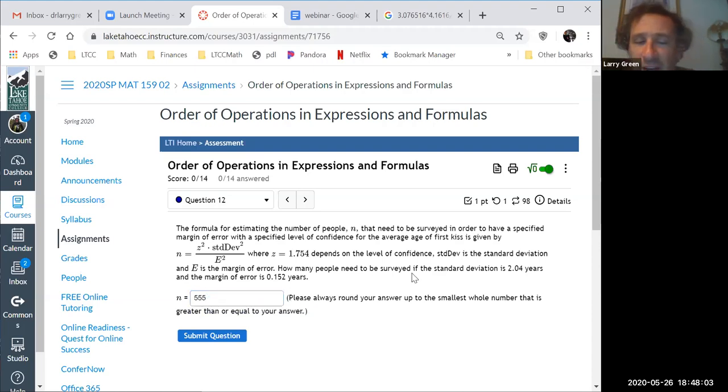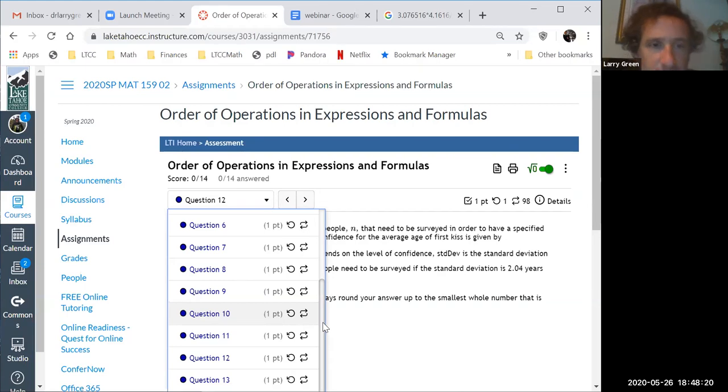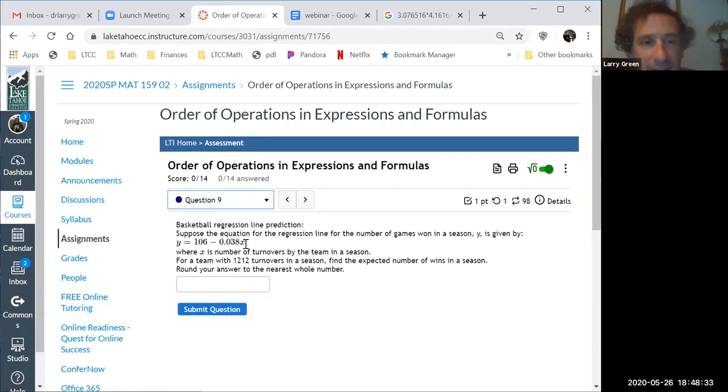Any questions on this particular problem? Any questions? Okay, if there's no questions, let's try another one. Pick a number between 7 and 13 that isn't 12. Okay, 9 it is.